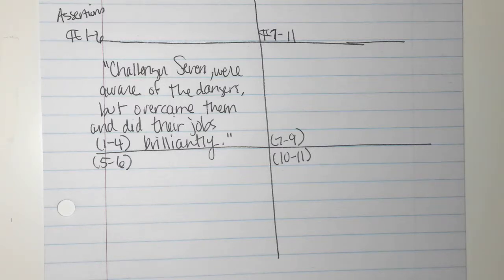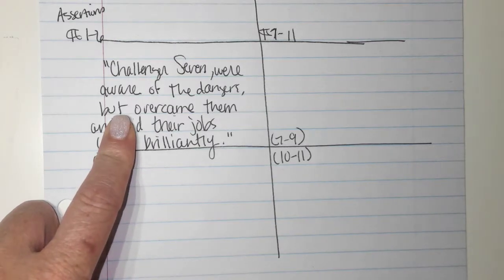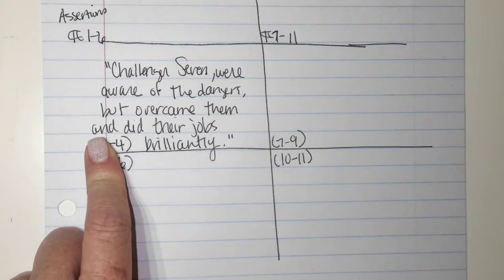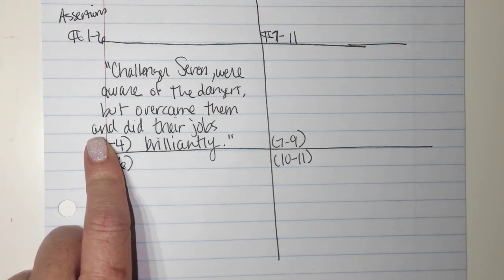Yes. All right. What did we like? So this piece of evidence, we would label as what type of evidence? Challenger 7, that they were aware of the dangers? What type of evidence would you say on your list of evidence? What would you say?